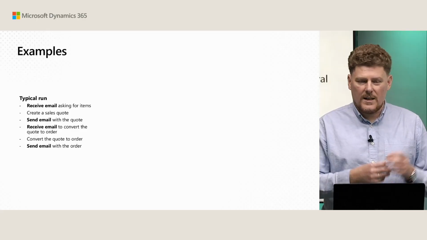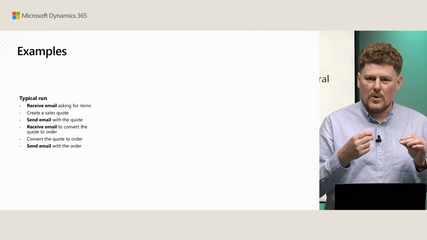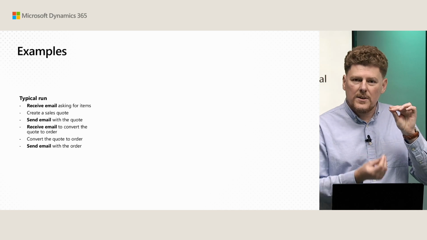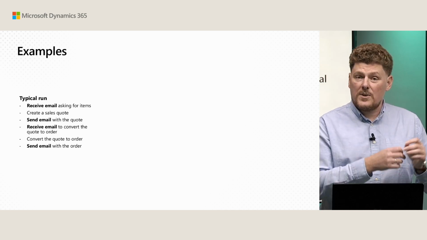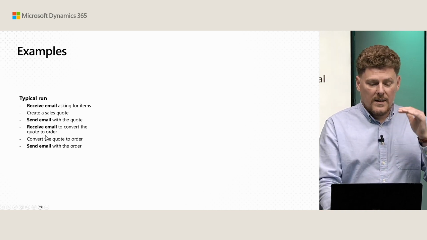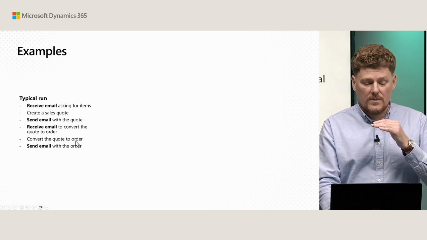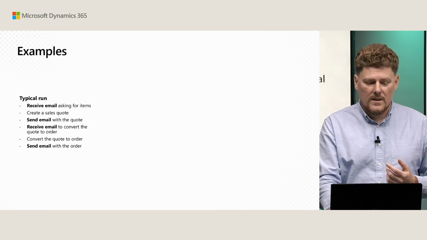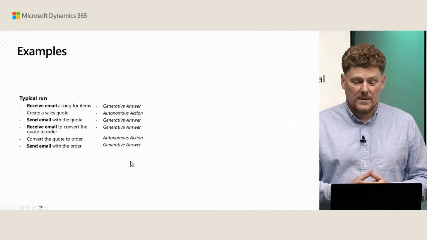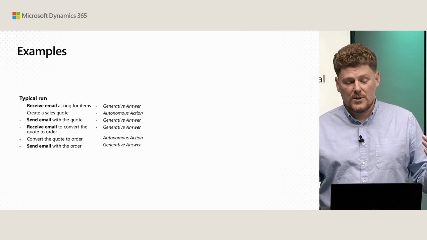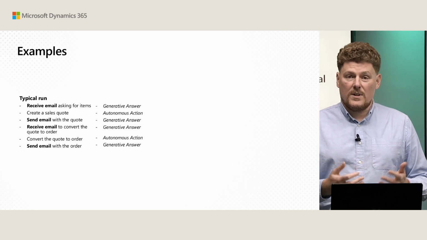Now, imagine a typical run of a sales order agent. It receives an email asking for items, and then it creates a sales quote, and it can populate many things for that sales quote. And then in response, it will generate an email: here's the quote with attachment. The customer reviews the email, sends it back. So the sales order agent will receive another one, convert that quote into an order, and finally send the sales order confirmation. So that's a very, very typical vanilla standard run. And as you can imagine, it will be mapped to these meters, generative answer for every email message, and autonomous action for every sales quote operation or sales order operation.